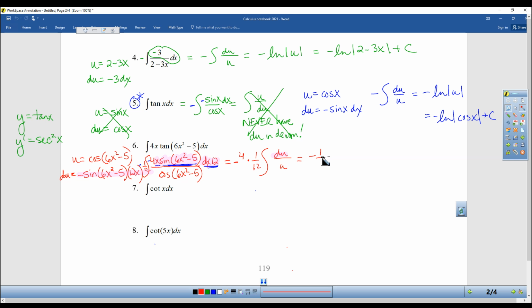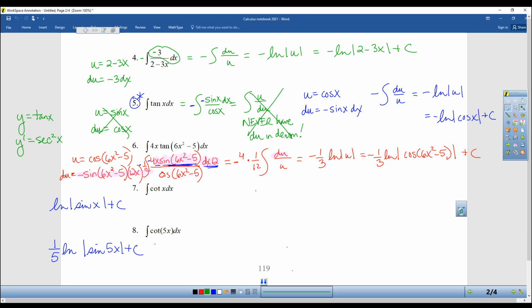That gives me negative 1/3 natural log of the absolute value of u, which is negative 1/3 natural log of the absolute value of cosine of 6x squared minus 5 plus c. Because the last two are almost identical, I'm going to write the answers over on the side and see if you can get them on your own. But of course, I am going to do them out. Sine of 5x plus c.